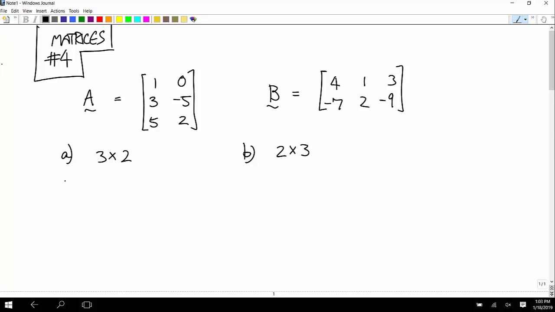See the value of A12. So then we're talking about the first row, second column. So that's 0. What's the value of B21? So that's on the matrix B. Second row, first column, so negative 7.